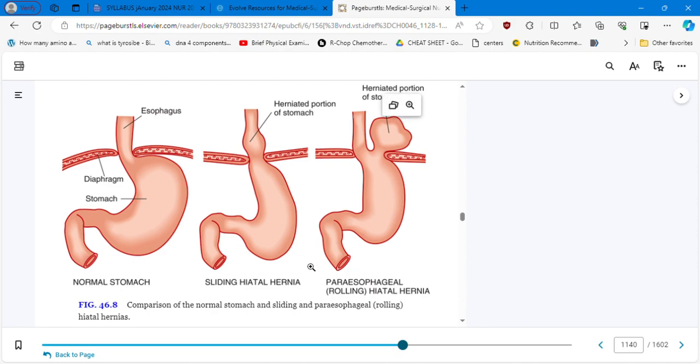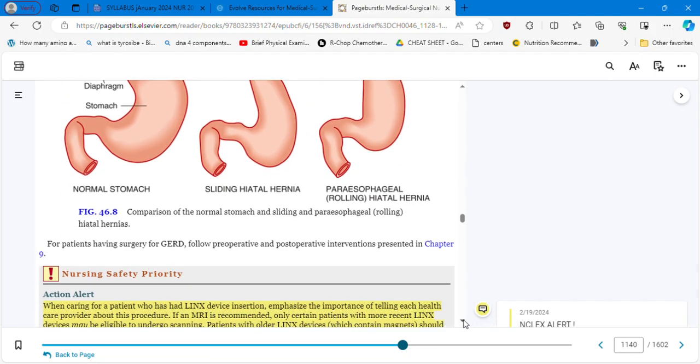The one in the middle is called sliding because this can go back and forth, okay, depending on the stressors. So sometimes this portion of the stomach can go up and then goes down, right? But in this case, the hiatal hernia is going to be present all the way.